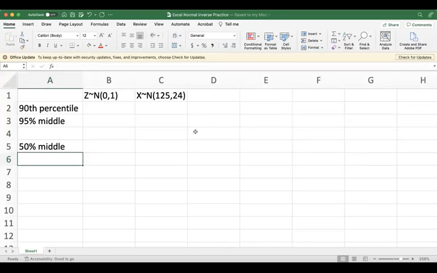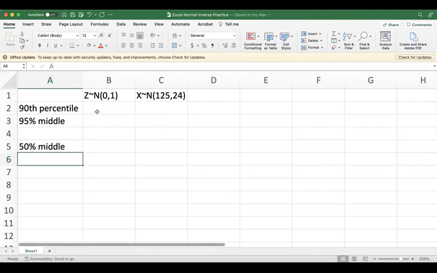Okay, so here we are in Excel, and we are going to work through the Excel workbook. Let me just make sure closed captioning is enabled. Okay.